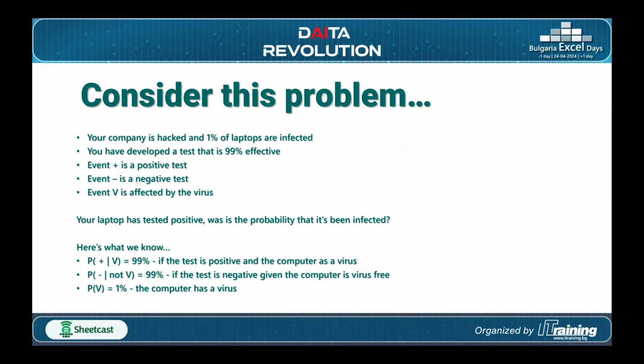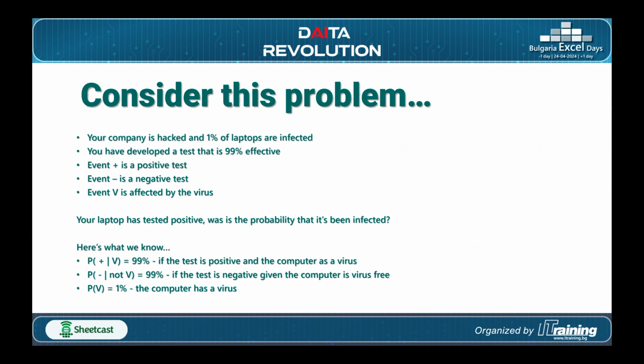Your laptop has tested positive. Given these facts, what is the probability that it's been infected? So 99% accuracy, 1% have been infected. You go up to your laptop, you don't really know, you run the test, it comes back positive. What is the probability? 50%. So that's not necessarily intuitive, but let's take a look at that.